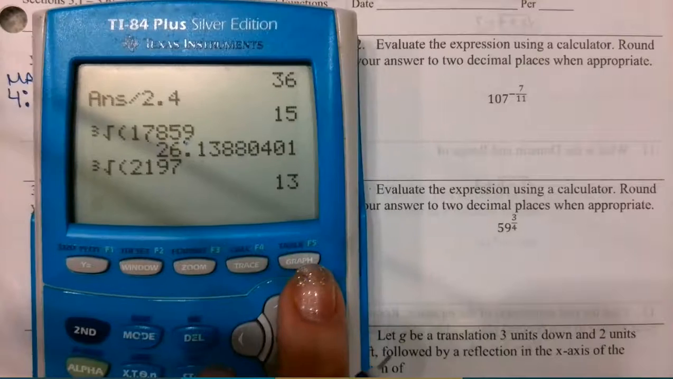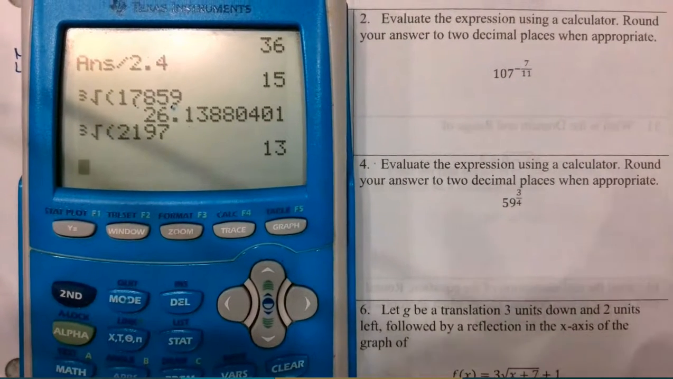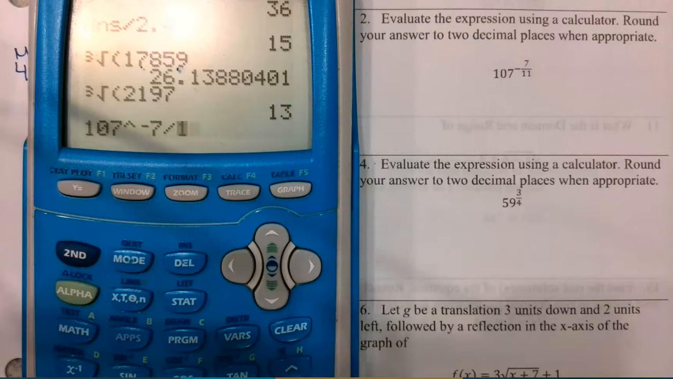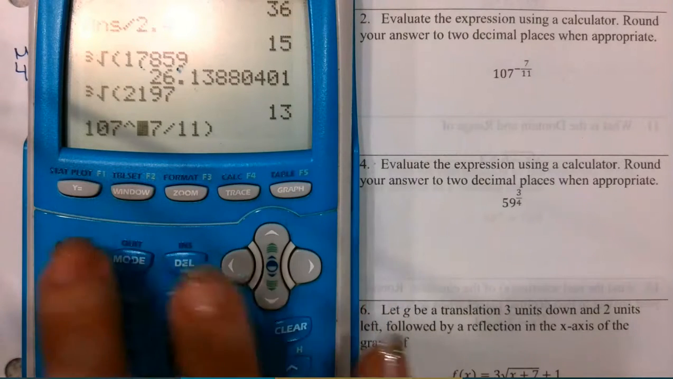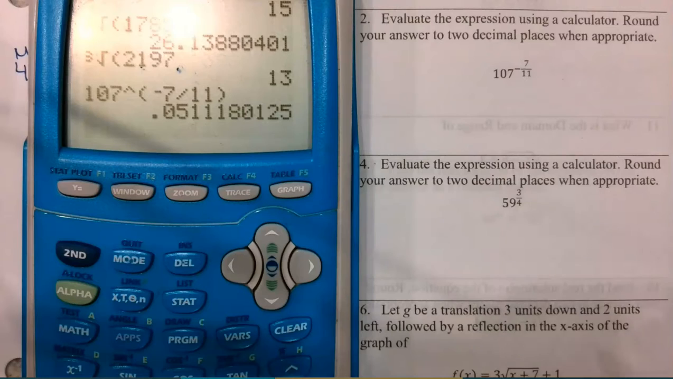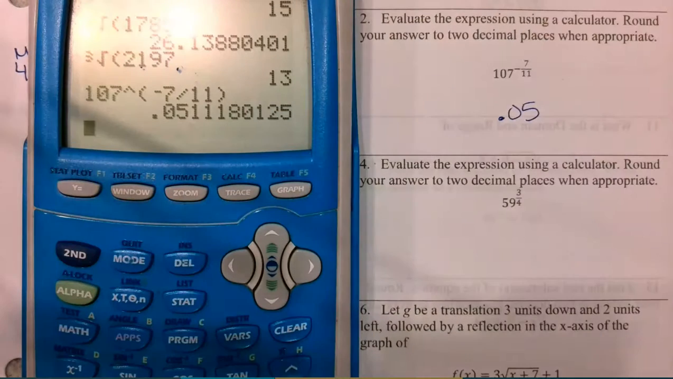On the other side, I am evaluating the expression using the calculator, and I want to round my answer to 2 decimal places when appropriate. I just type in my number, and then I go up to my exponent button, and then I type in the exponent, -7/11. I want to not type it like this. I want to type it in parentheses. Yours might, since you're using a newer calculator, just leave it all up there in the exponent, but mine is old, so it won't. Then I hit enter. 2 decimal places is 0.05.